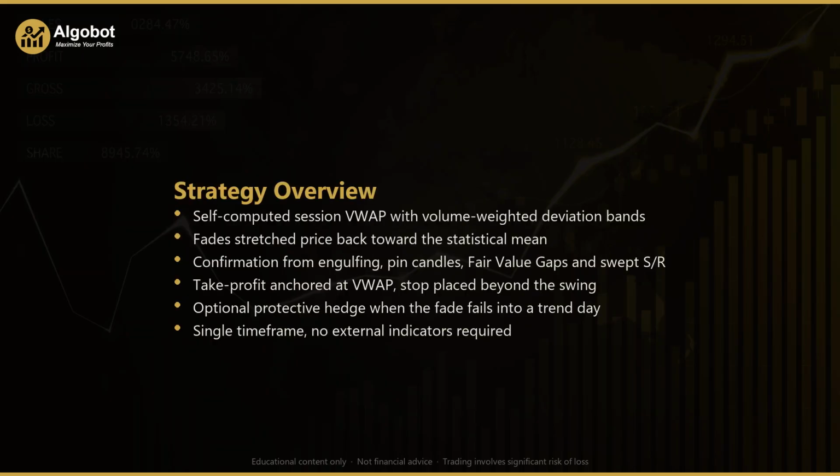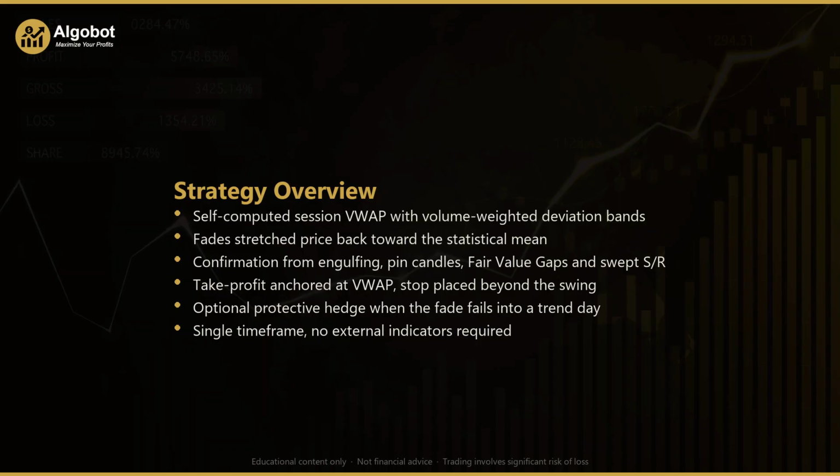Let's start with the big picture. The Vwap Band Fvg Reversion Hedge is a mean reversion strategy, which means it's built around the idea that price often stretches away from a fair value and then rotates back toward it. The fair value here is the session Vwap, the volume-weighted average price, and the strategy computes this entirely from raw price and volume. There are no library indicators involved. At the start of each calendar day, the Vwap is re-anchored, and as new bars complete, a volume-weighted standard deviation builds dynamic upper and lower bands around that average.